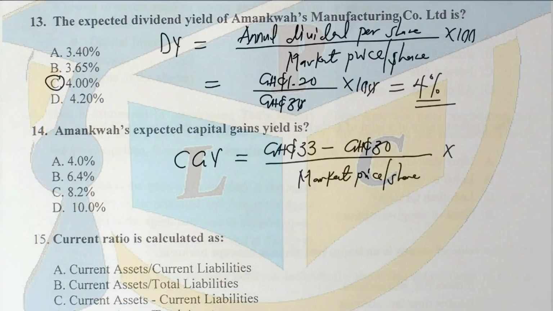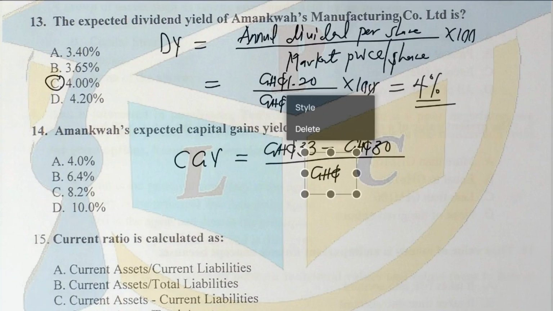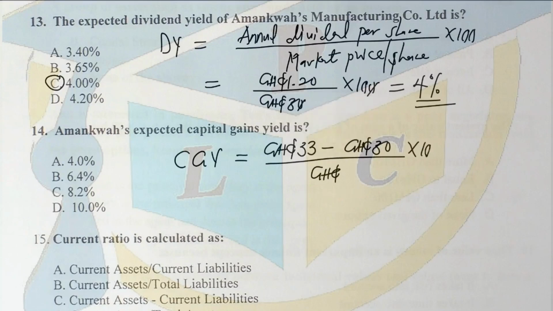In this case, I was using numbers here, so let me erase this. As I'm saying, it is the appreciated stock price compared with the original price, which was 30, and then divided by the same original price, which is 30 Ghana cedis, and then multiply by 100. So at the end of the day, with my calculator, I had 10%. Let's see whether you also get the same thing. So this is option D, which is how we calculate the expected capital gains yield.